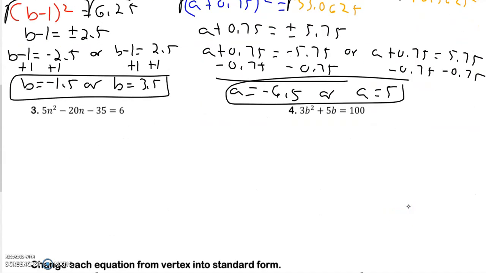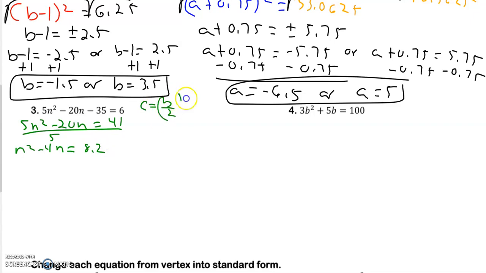Taking a look at my next one. Again, we want to get c by itself. So when I do that, I would get 5n squared minus 20n equals 41. Then you need to divide by 5, and you're going to get n squared minus 4n equals 8.2. So c equals b over 2 squared. C equals, and make sure you get the sign, negative 4 over 2 squared. C equals negative 2 squared, and C equals 4.